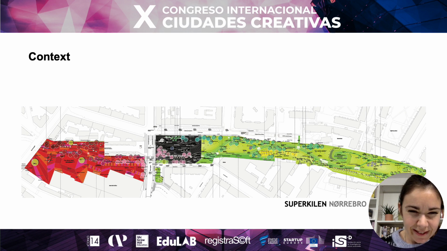So this is the case study I'm presenting today, Superkilen in Copenhagen, Denmark. And it's located in Nørrebro, which is a district very heterogeneous and ethnically diverse.